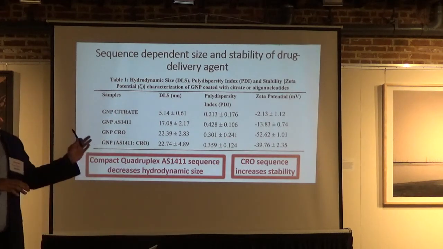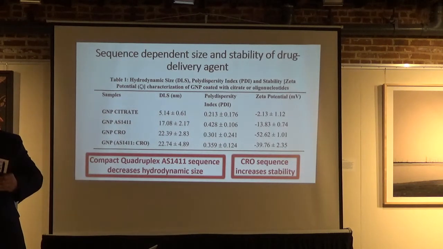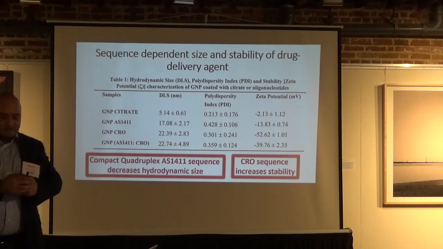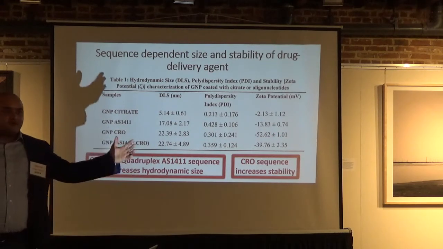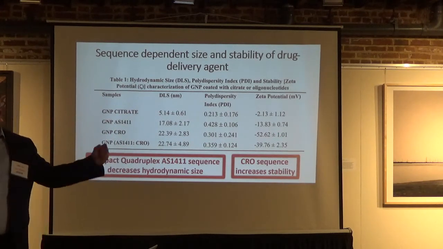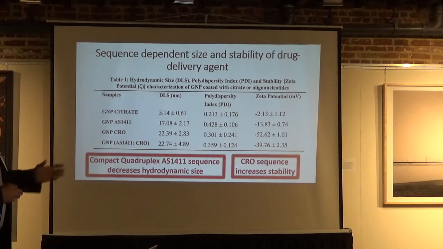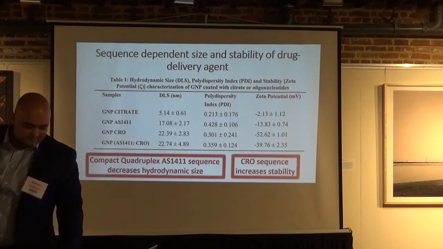And we found out over a period of time that it's sequence-based stability. CRO is introducing better stability. You can look at the zeta potential, 52, never less than 40 millivolts. Pretty strong electrostatic repulsions between particles. So that's what we find: size and stability, sequence-based.